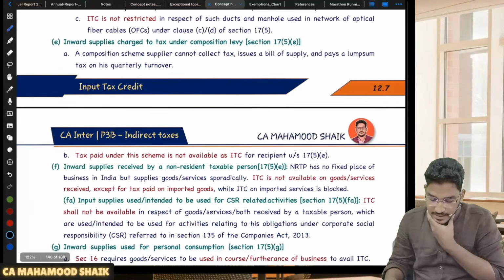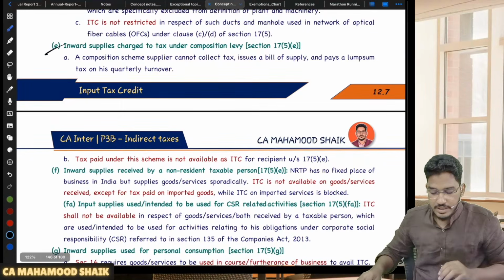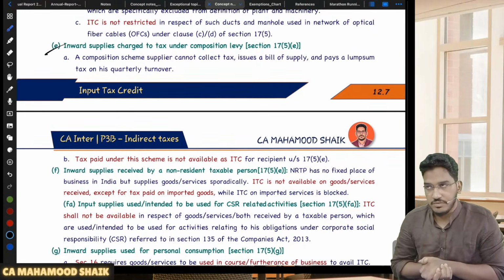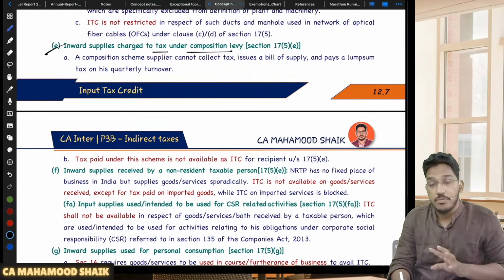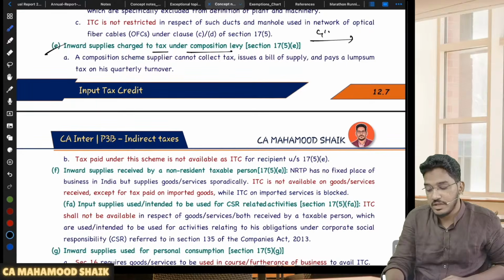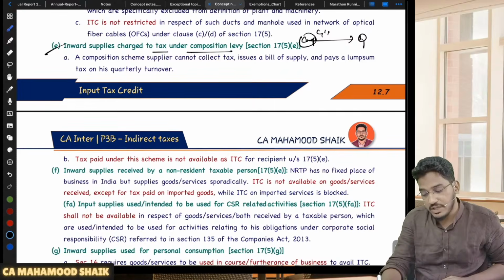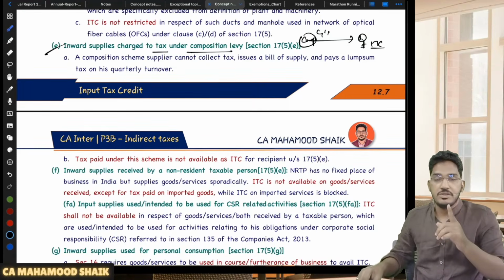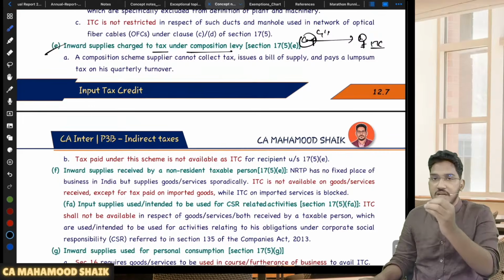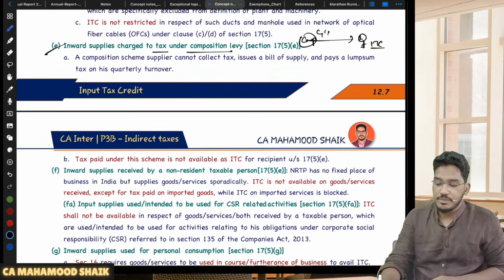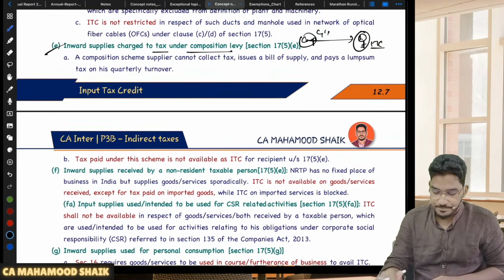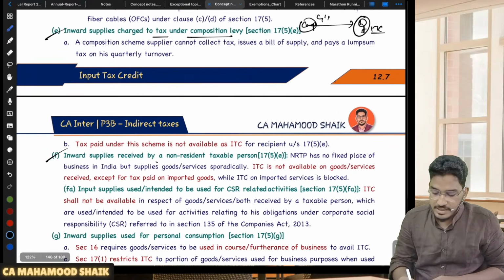Okay, right. Next we have inward supplies. Now coming to the next few categories of goods or services on which ITC will be blocked: if you are receiving inward supplies which are chargeable to tax on composition levy. That means if you are buying goods or services from a composition dealer, then you can't avail ITC. Why? Because if the seller is a composition dealer, he will not charge any GST from you. He will not give you a tax invoice. He will give you a bill of supply. So that's why whoever is buying goods or services from a composition dealer can't avail the ITC.